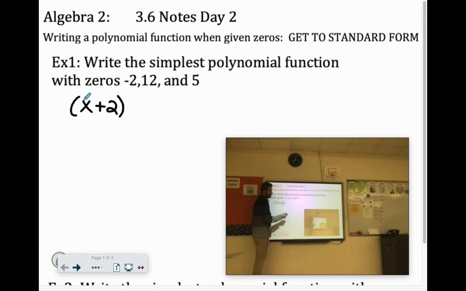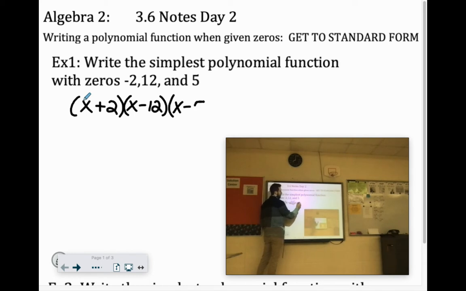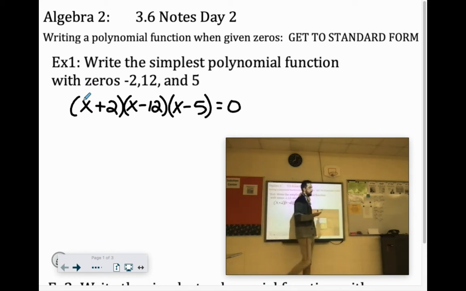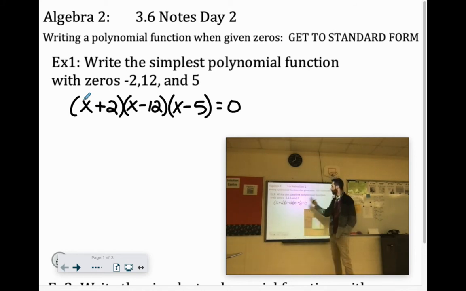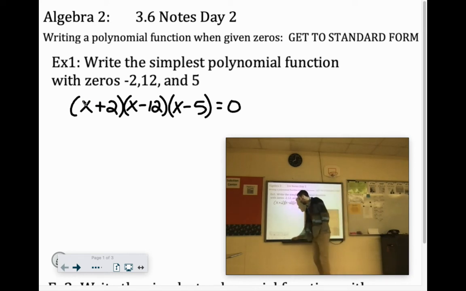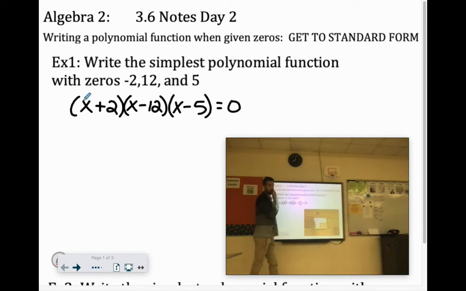For the zero of 12, you would have written that as x minus 12 in factored form, and then 5 would be x minus 5. So they're saying this is what our final factored equation looked like before we solved it. Now they want to know what the original polynomial would be. So we just need to multiply these. You can multiply them in any order.